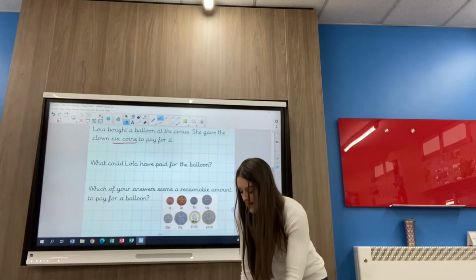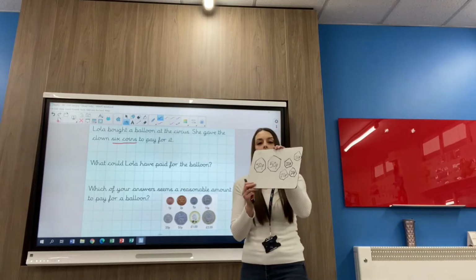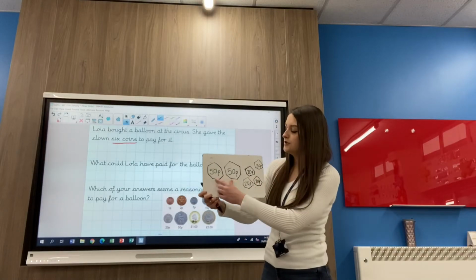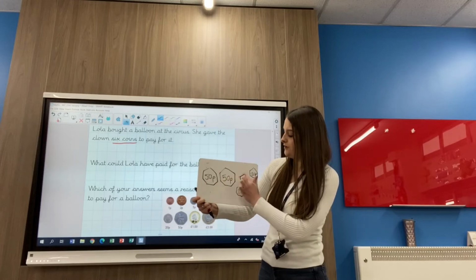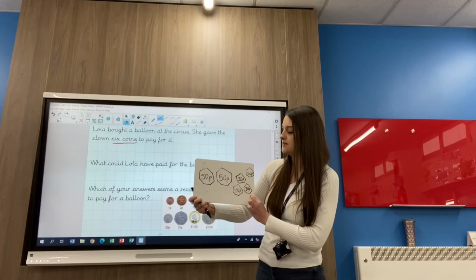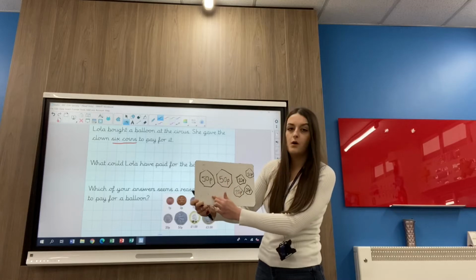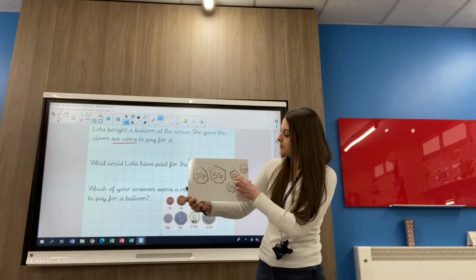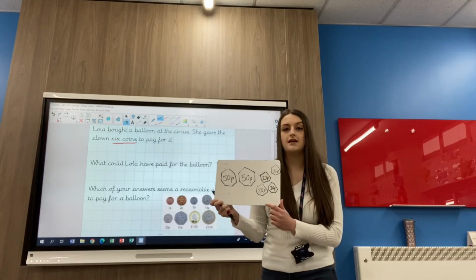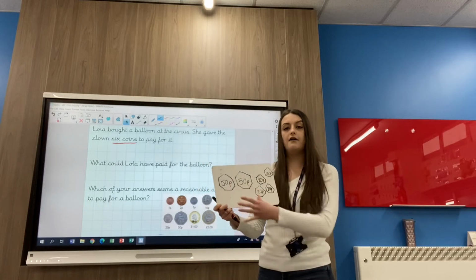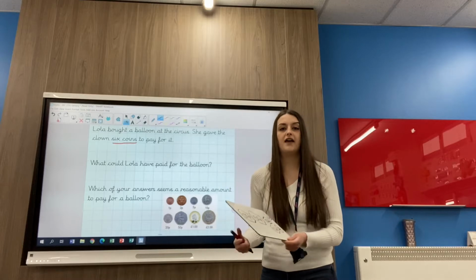I had a little go earlier. So I've drawn on my whiteboard 2 50p's and 4 20p's. That's 1, 2, 3, 4, 5, 6 coins. And I know that 2 50p's is £1, and I've got 20, 40, 60, 80, £1.80. So that's one of my coin combinations that I've come up with.